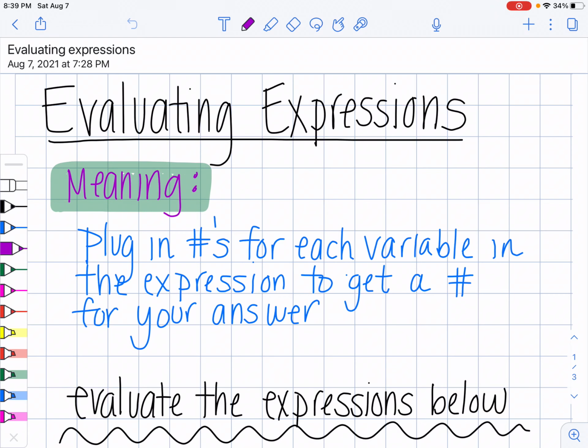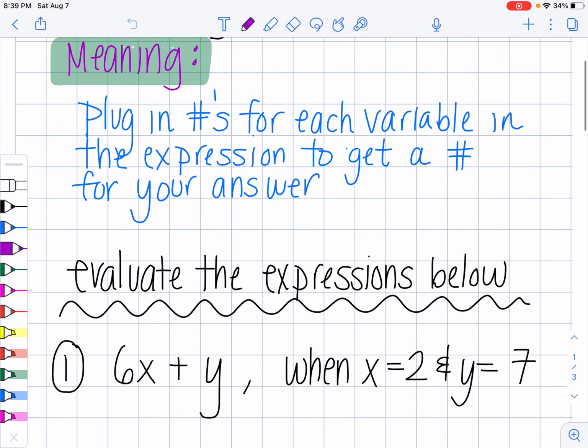In this video, we're going to be talking about evaluating expressions. So when you're asked to evaluate an expression, what does that mean? That means that you're going to plug in numbers for the variables or the letters that they give you in the expression to get a number for your answer. So that's the whole goal. I'm just going to teach you by example how to do this.